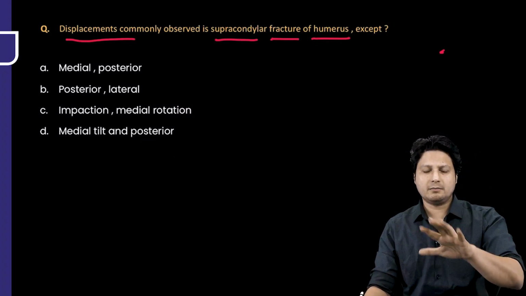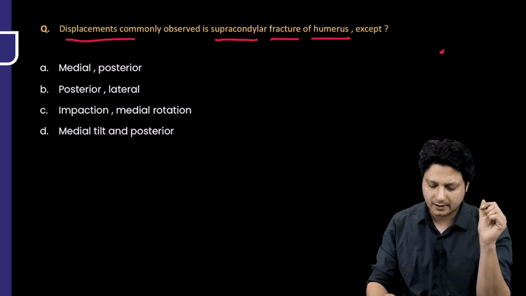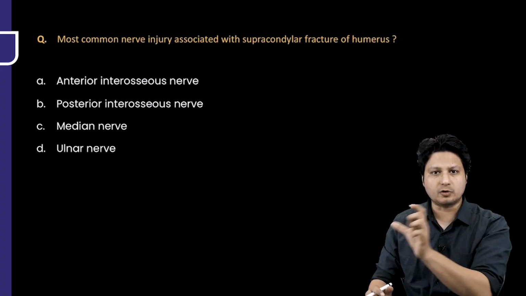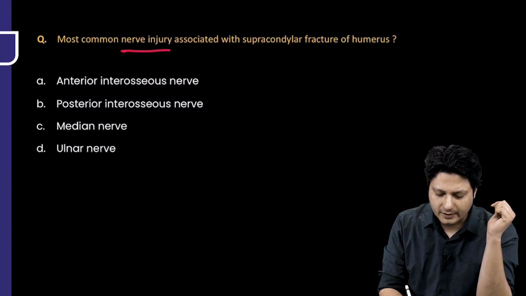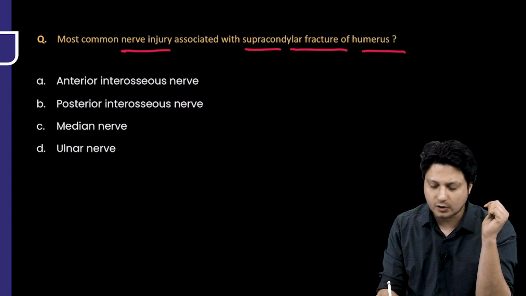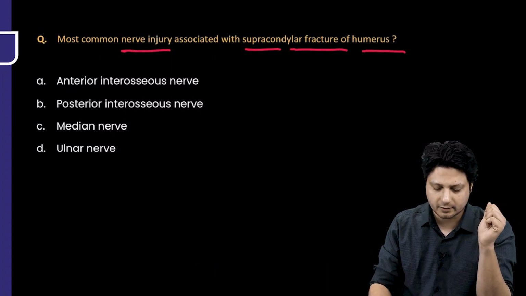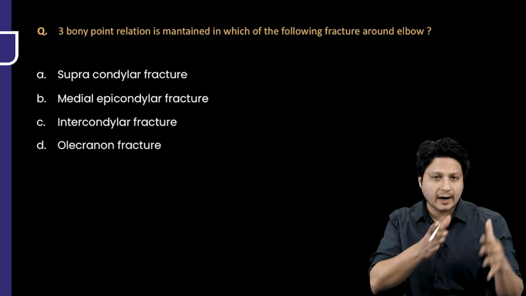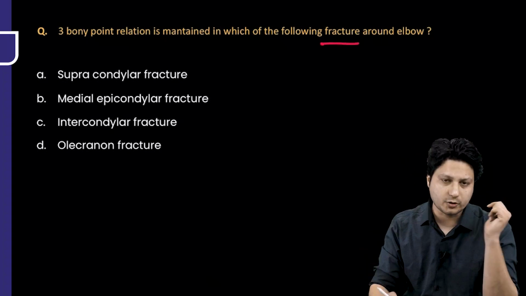Here it has been converted into a question: all of the following are the displacements except. So we should know what are the displacements that are meant to happen in case of supracondylar fractures of the humerus. Then, which of the following is the most common nerve injury associated with supracondylar fracture of the humerus? A very commonly asked question in relation to this fracture in particular. Then, three bony point relationship, which we have already discussed in the anatomical perspective, is maintained in which of the following fractures around the elbow joint?